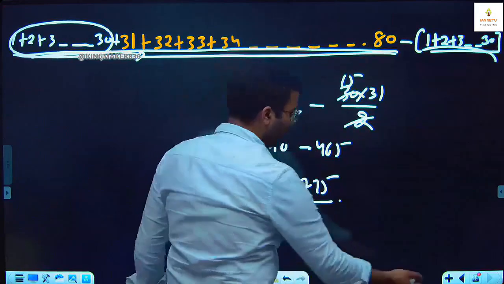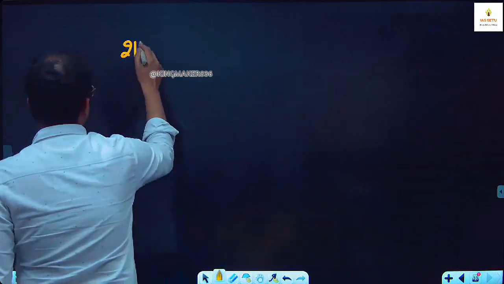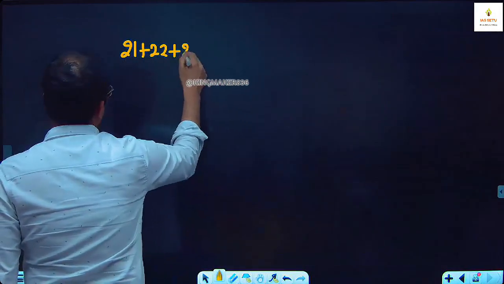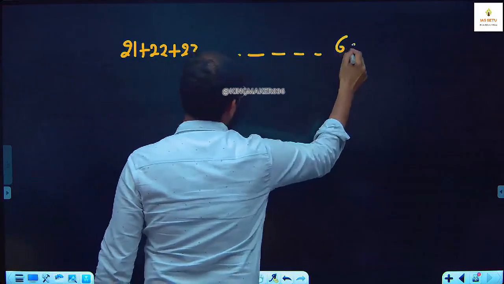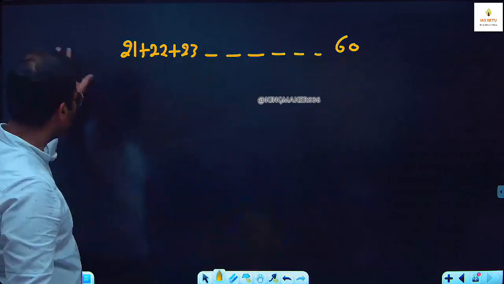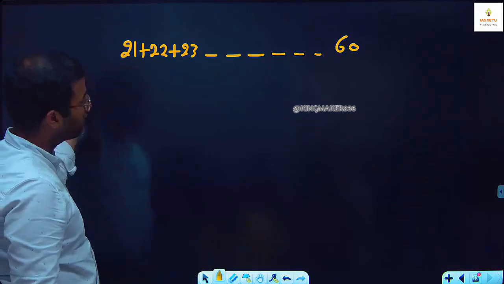एक क्वेश्चन और ट्राई कर लो. 21 plus 22 plus 23 up to 60. तब इसमें स्टार्टिंग में क्या मिसिंग है, यू हैव टू ऐड सेम थिंग, यू हैव टू सब्ट्रैक्ट.